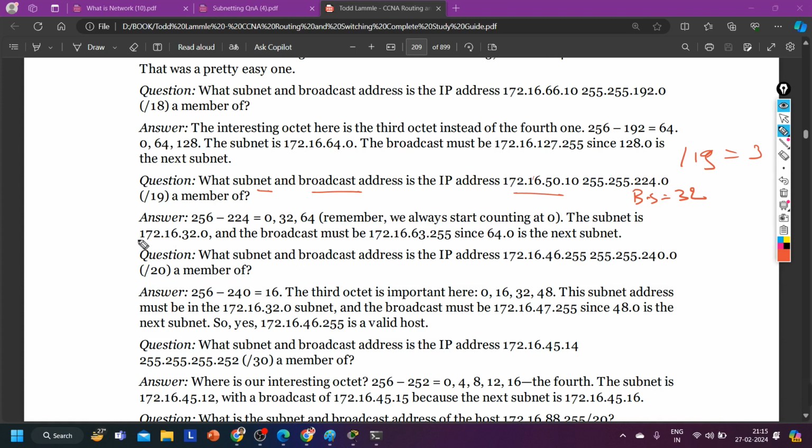Yes, the network address is 172.16.32.0, because the next network is 64, right? And this network ends at 63.255. Okay, so you can write down the network ID and the broadcast ID.